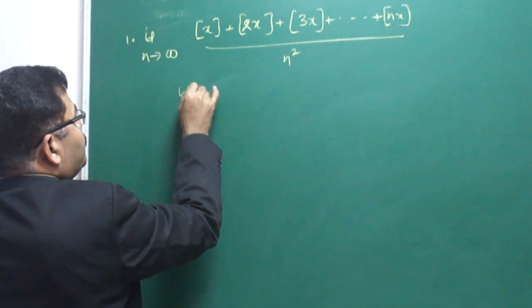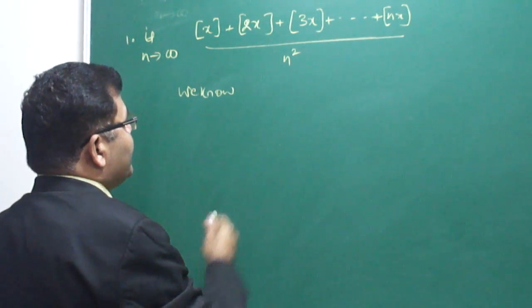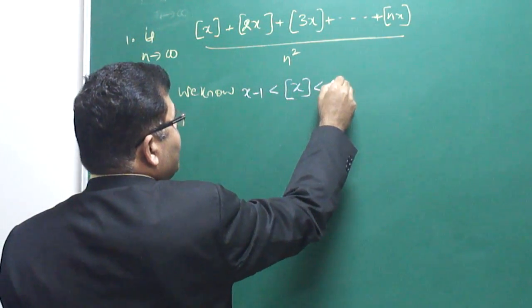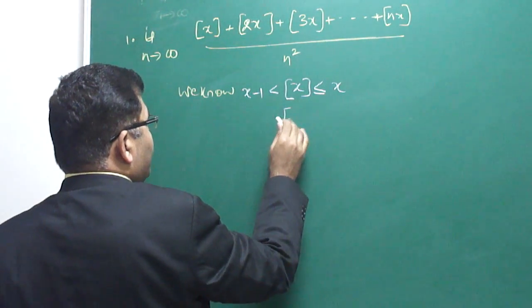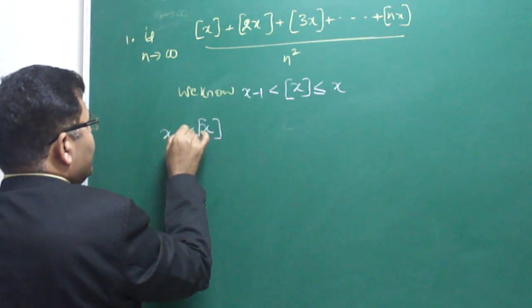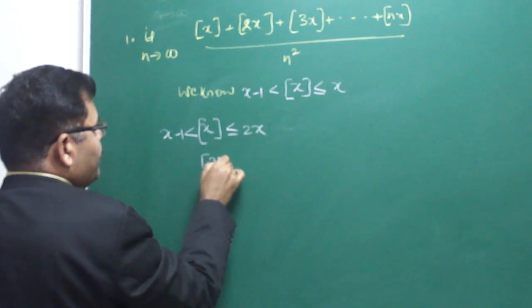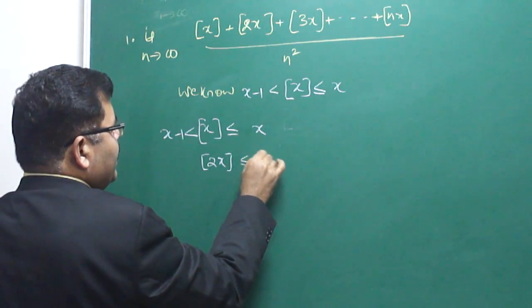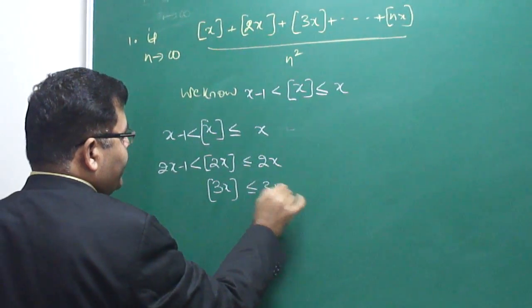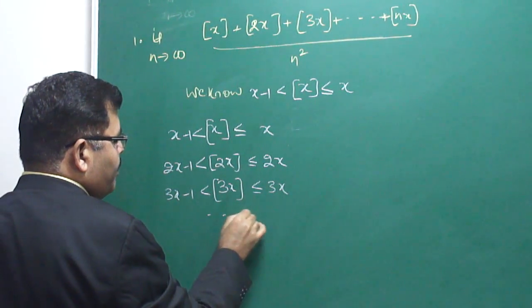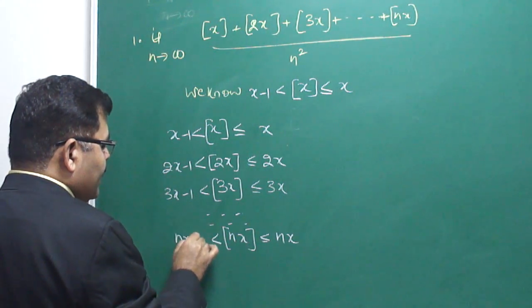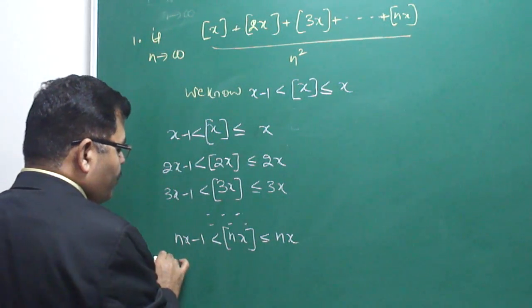First of all, we know about the greatest integer function: [x] is greater than x minus 1 and less than or equal to x. Using this property, I can write for all of them. The greatest integer function of 2x is less than or equal to 2x and greater than 2x minus 1. The greatest integer function of 3x is less than or equal to 3x but greater than 3x minus 1. Proceeding in the same way, the greatest integer function of nx is less than or equal to nx and greater than nx minus 1. Adding all these together, what will happen?